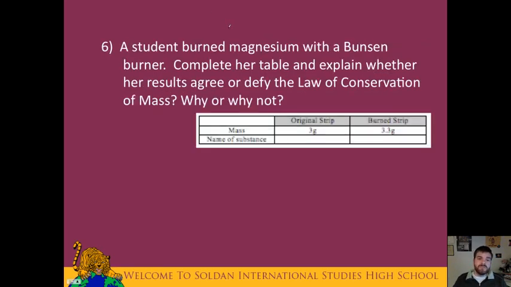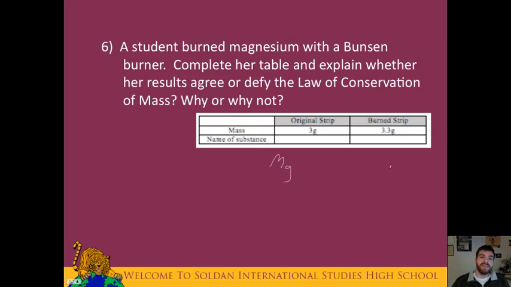Number 6, a student burned magnesium with a Bunsen burner. Complete her table and explain whether her results agree or defy the law of conservation of mass. Okay, well, the original strip here, the name of it was magnesium, which we'll just put as Mg. And now it's burned and it has a mass of 3.3 grams. We saw this same thing with the steel wool. When you put steel wool into a Bunsen burner or into a flame, the mass increases.